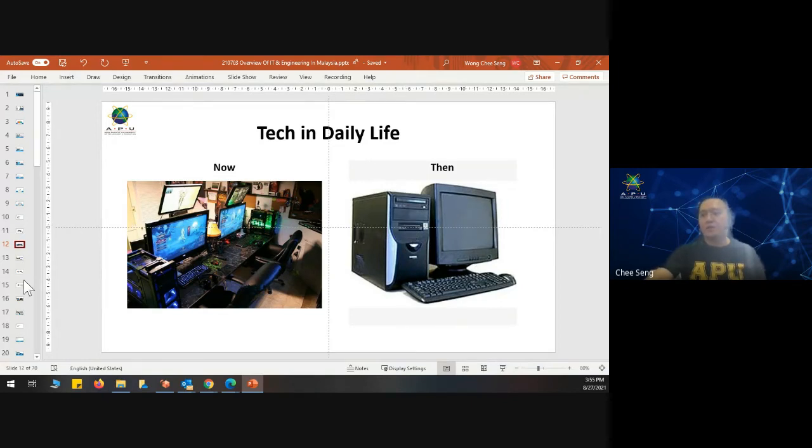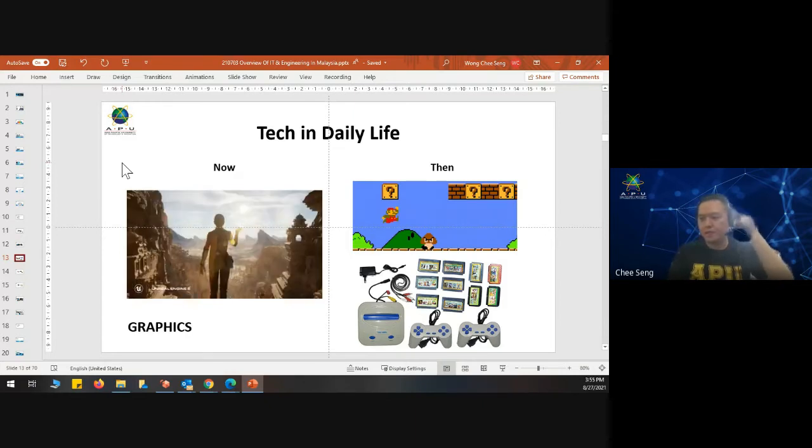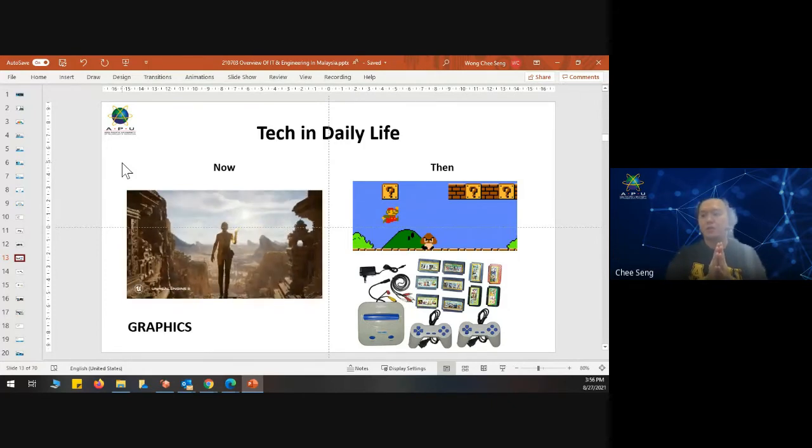The next thing, we talk about graphics. Game graphics, movie graphics, animation graphics. Back then, we played Super Mario. It's like, wow, that's the best thing you can have in the world. Street Fighter, wow, those are the best console games you can get. Now, people are going for PS5. People are requesting more realistic visuals, like Unreal Engine 5, which is one of the things that we use at APU for students when they do games development.